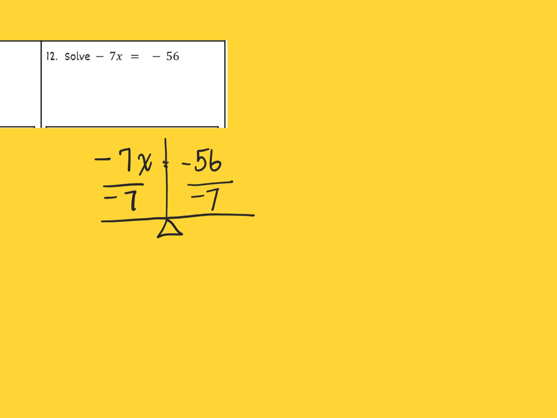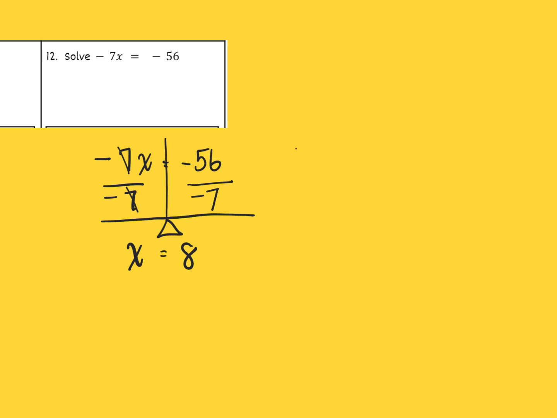Our third step is to cross off here. Negative 7 divided by negative 7 is equal to 1. And remember, negative divided by negative is a positive. That leaves us with x is equal to... Negative 56 divided by negative 7 is going to give me 8, because 8 times 7 is 56, and negative divided by negative is equal to a positive.